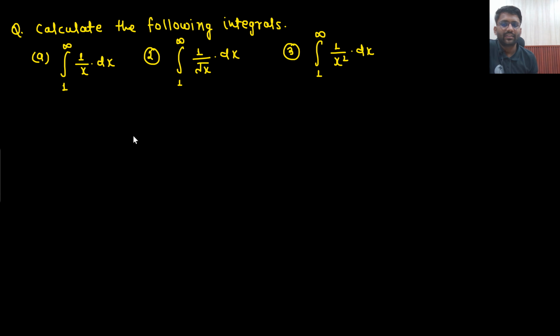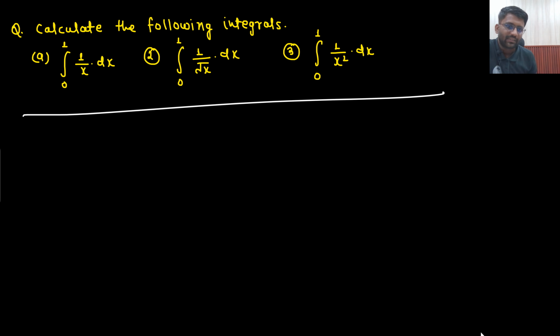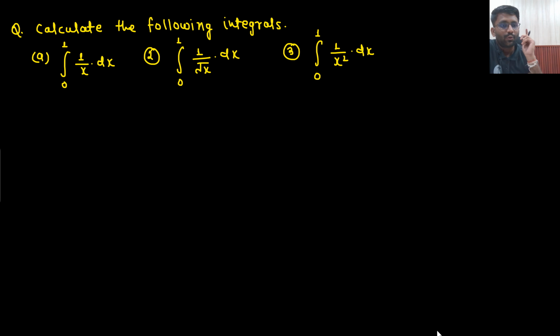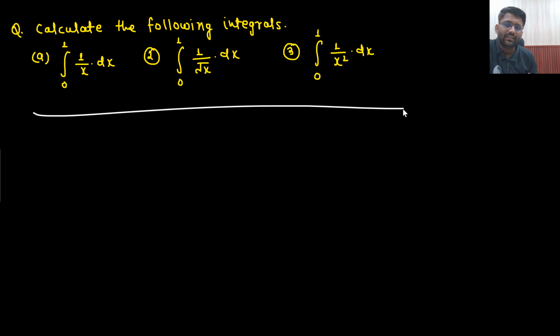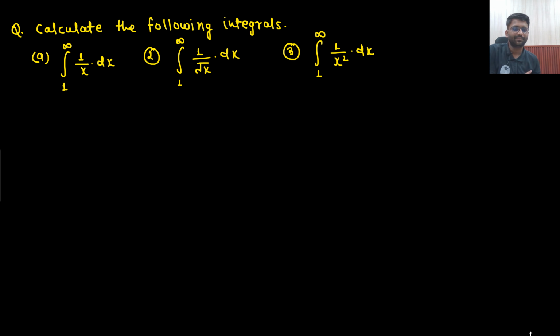Same goes with the integration as well. You find out these integrations. For integration, there are two kinds of P series. You find out these integrations on your own, and then I will come back and we will solve it. Do it once on your own. Always take care of the limit. The limit is 1 to infinity, and here it is 0 to 1.